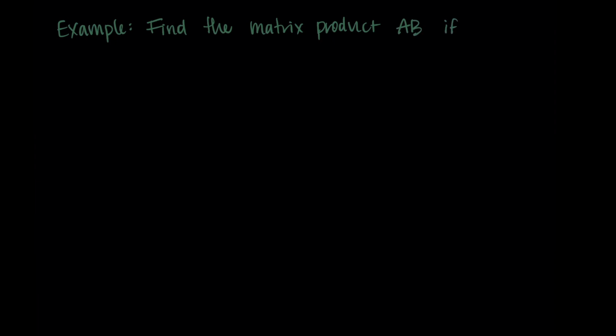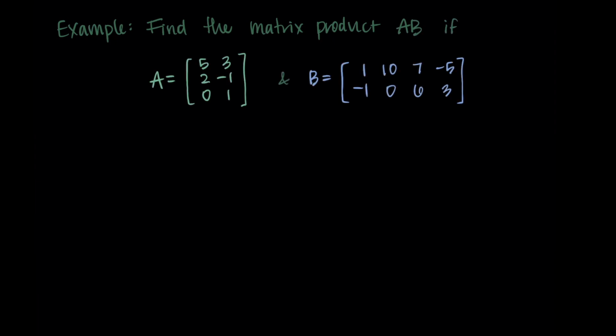Alright, so this is really theoretical and is just the way that we define this formally, but I think it helps to see an example so you can see how the multiplication works. So let's find the matrix product A times B. A is a 3 by 2 matrix: 5, 3, 2, -1, 0, 1, and B is a 2 by 4 matrix: 1, 10, 7, -5, -1, 0, 6, 3.